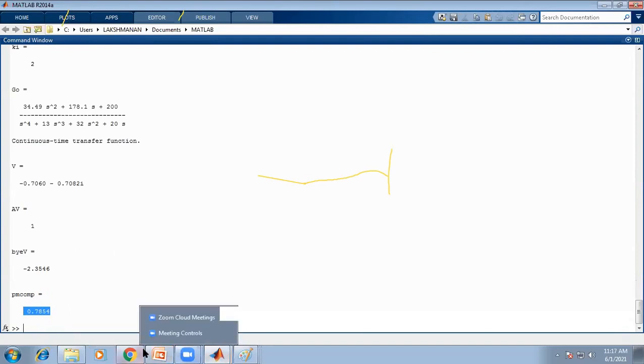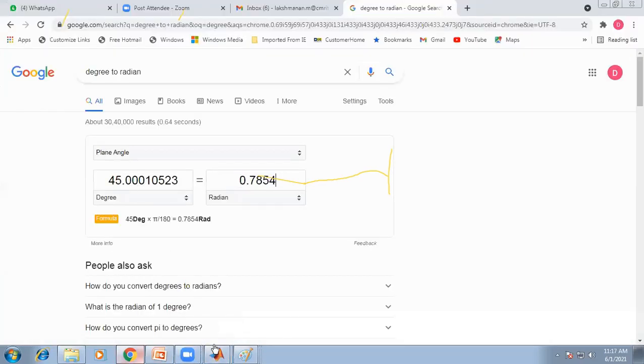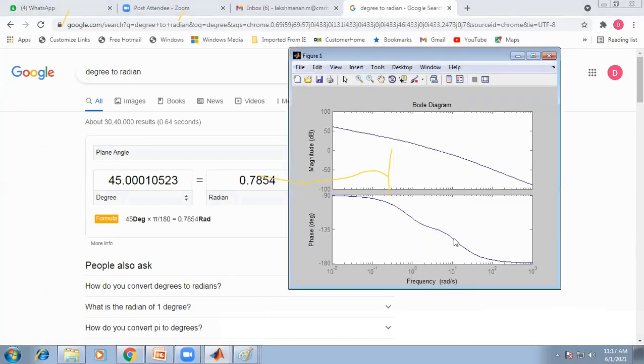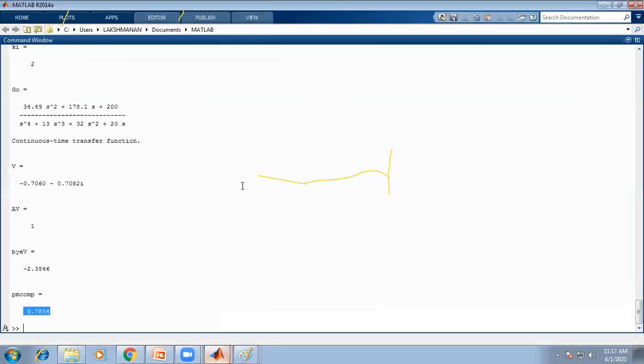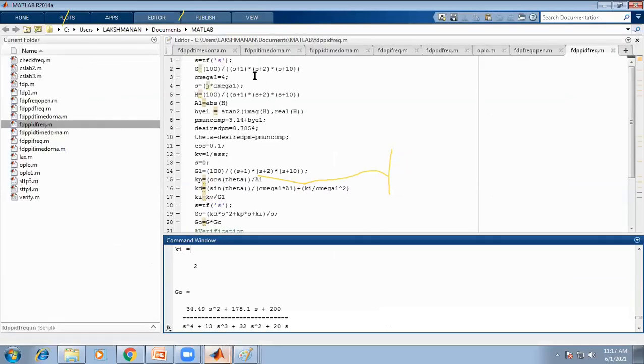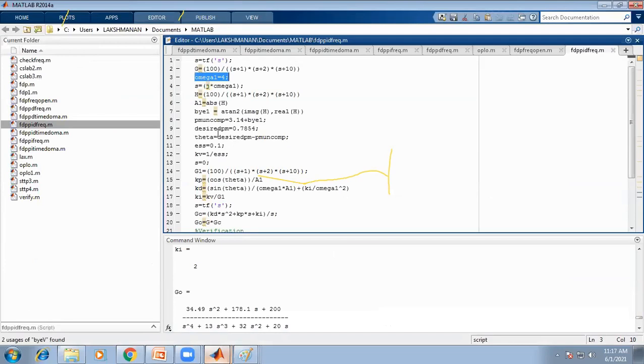No, let me check. Yeah, 45 degree. Then response also, we got that 45 degree. After importing that Kp, Ki, Kd values, we just look at the phase margin equal to 45, then radian per second equal to 4. This is our design value. That is the given value. Yeah, omega equal to 4. Then angle, desired phase margin equal to 45 degree. Here I import in terms of radian.